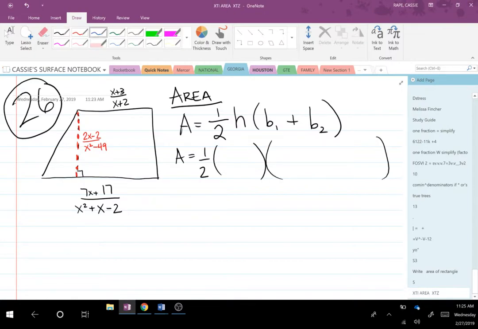Remember, the height is the thing that connects the two bases and hits at 90 degrees. So right here, this expression, that's the height. And the two bases are always parallel. So this can be, and it doesn't matter which one you call base 1 and which one you call base 2. So that's the height, base 1 and base 2. So I'm going to go ahead and put those in.